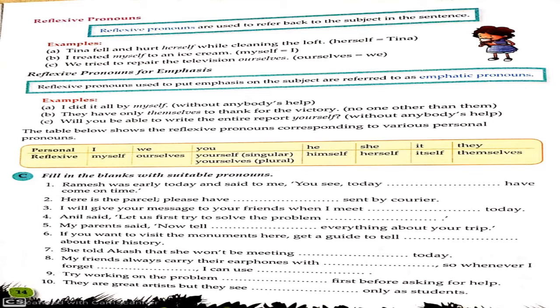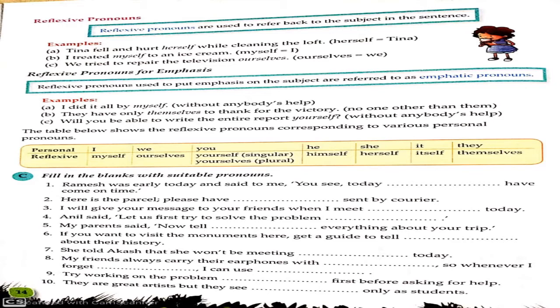Next. Here is the parcel. Please have dash sent by courier. So we very well know for non-living things we use it. So here is the parcel. Please have it sent by courier.